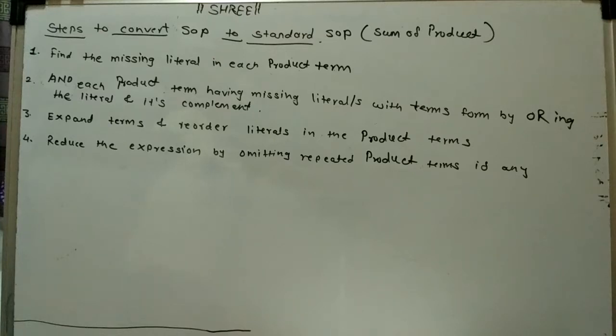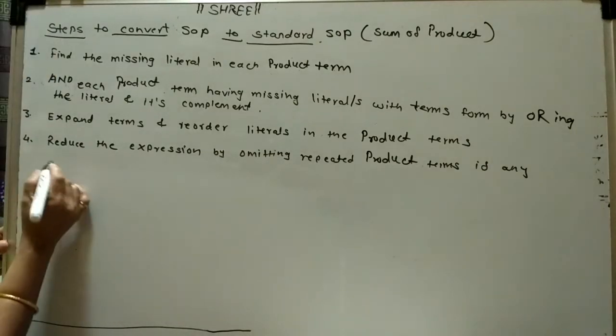The first step in converting the SOP to standard SOP is to find the missing literal in each product term. Then we have to AND each product term having the missing literal with the term which is formed by ORing the literal and its complement. Then we have to expand the term and reorder the literals, and finally reduce the expression by omitting the repeated product terms if any. Now we'll see all these steps in detail by considering one example.